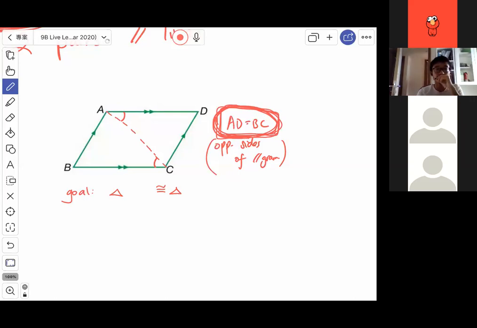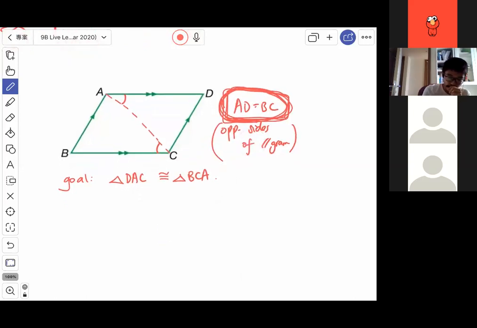OK, DAC and BCA, good. That's great. Okay, so our goal is to show, for example, DAC is congruent to BCA. This is our goal. So we try to find three pieces of information that we know from the figure. Also, first, DAC equals to BCA.